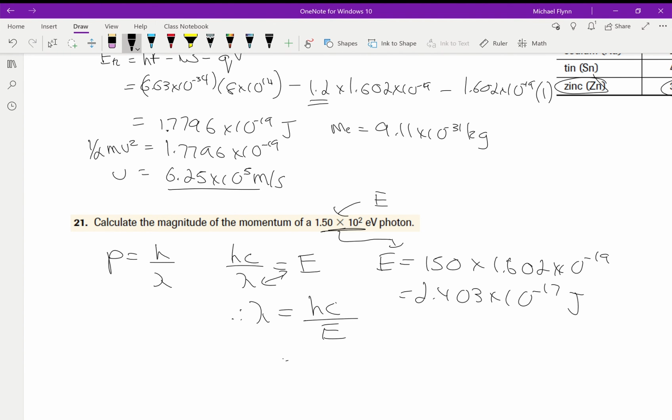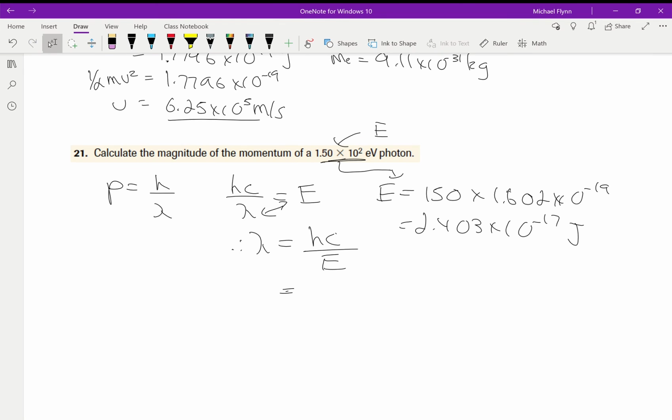Okay, so now I plug these numbers in. Store that one in memory, and I go 6.63 times 10 to the negative 34 times the speed of light, that's 3 times 10 to the 8, and then divided by our energy, and I get 8.28 times 10 to the negative 9 meters. That is in the X-ray range. Okay, so lots of energy in that photon.